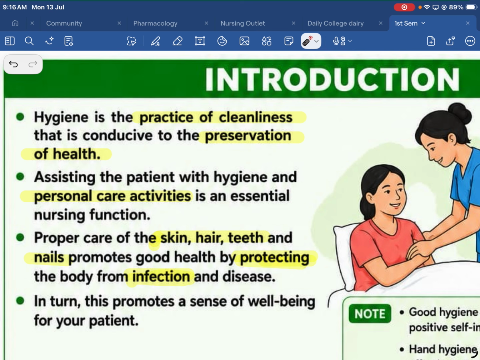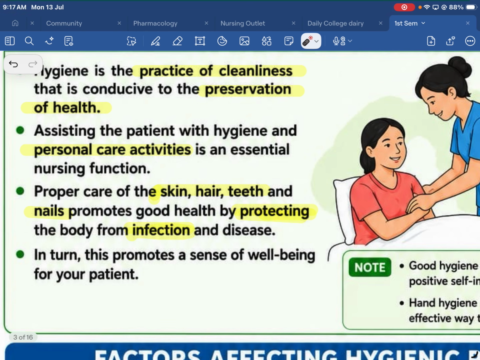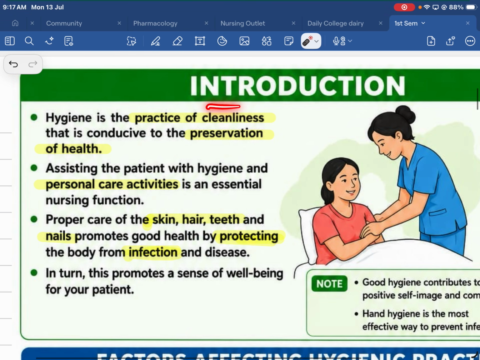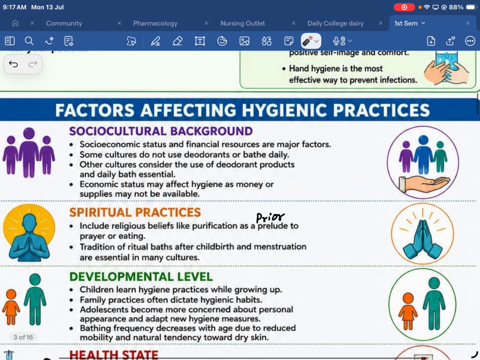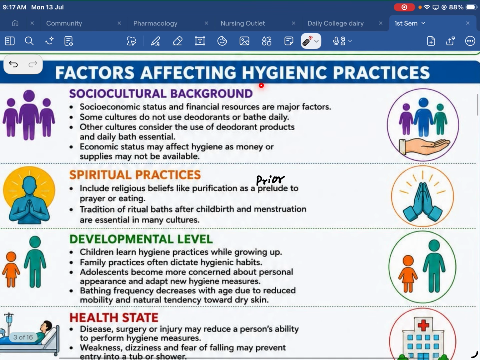Clear? Okay. Personal care activities are the main important foundation in the nursing profession. As I said, it promotes a sense of well-being and makes a positive self-image, right? So we have completed the first introduction part. Next we will get into the next important thing, that is factors affecting hygienic practices.